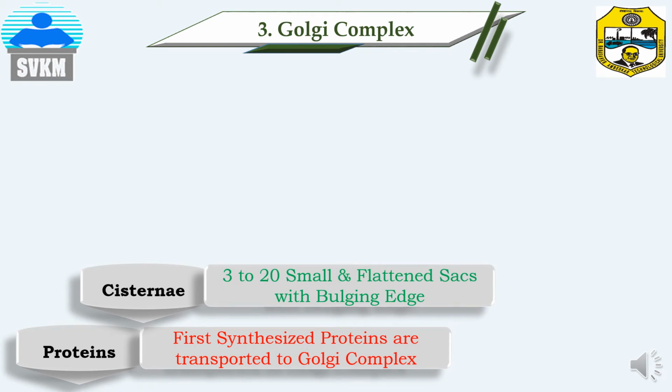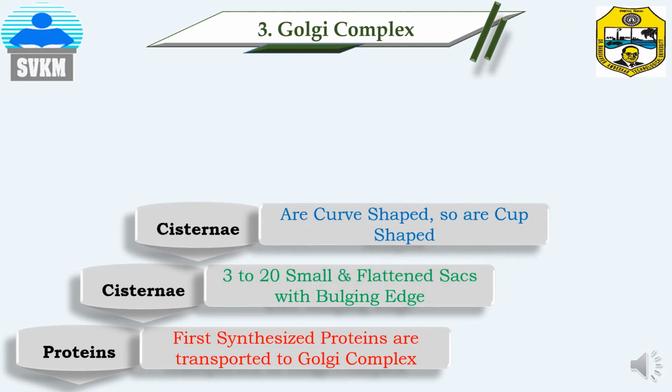The Golgi complex contains cisternae. What are the cisternae? These are 3 to 20 small, flat structures with bulging edges, and the bulging edges are curved in shape. That is why the curved shape of the cisternae gives a cup-like structure to the Golgi complex.